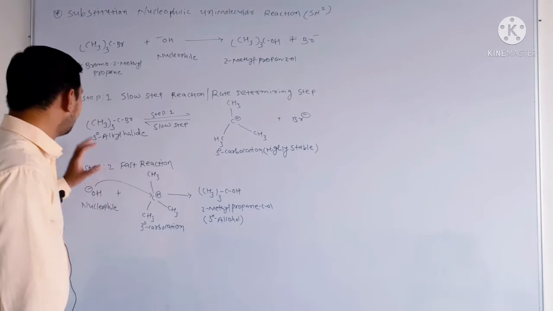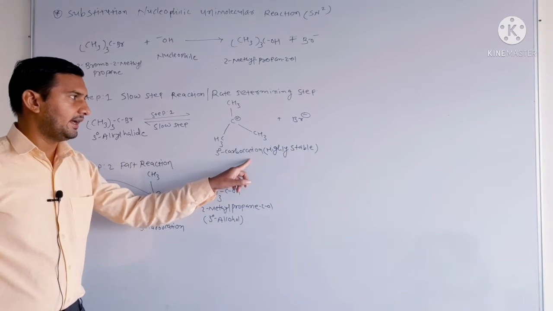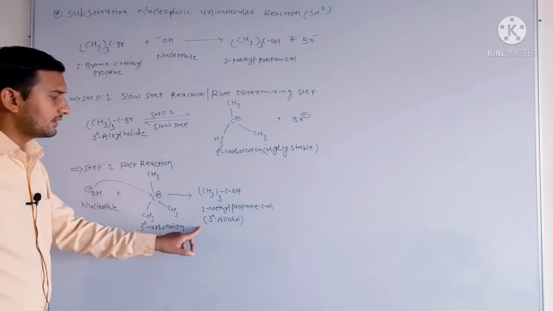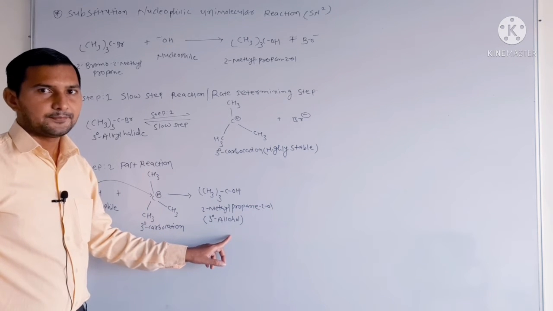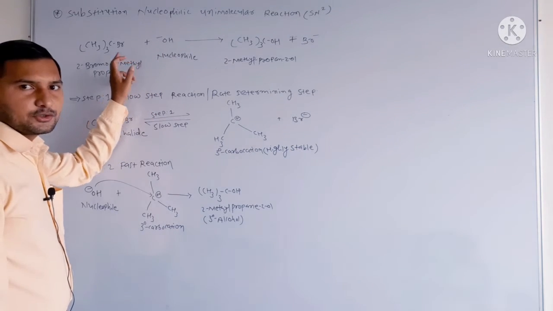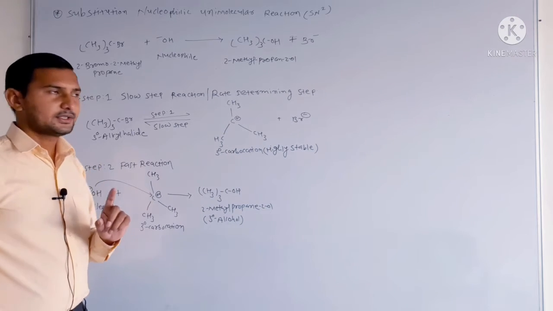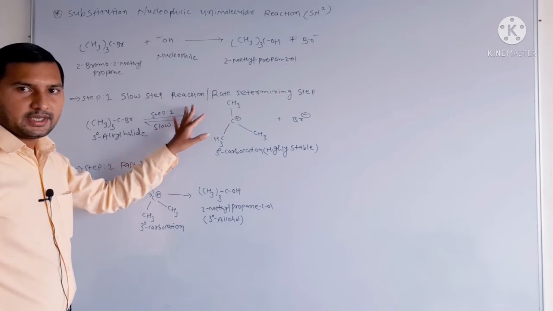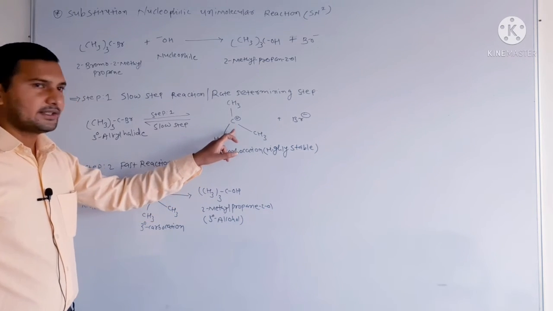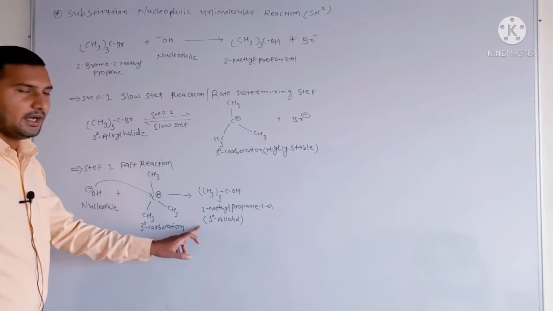Here we know it is a two-step reaction. In the first step, the tertiary alkyl halide forms a carbocation, and in the second step, this carbocation reacts with the nucleophile and forms tertiary alcohol. Hydroxide ion is a strong nucleophile in comparison to halide, so we get alcohol from alkyl halide. The first step is the slow step which forms the carbocation. Tertiary carbocation always possesses greater stability. In the second step, this carbocation reacts with hydroxide ion and forms alcohol.